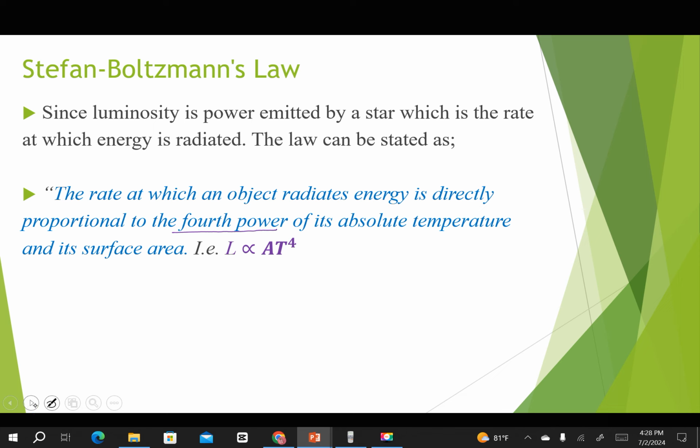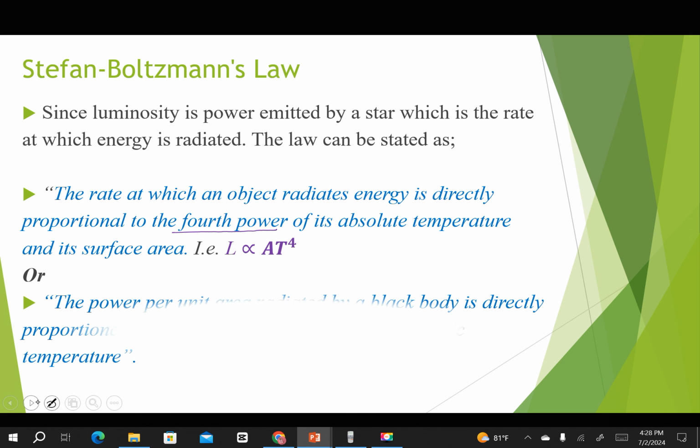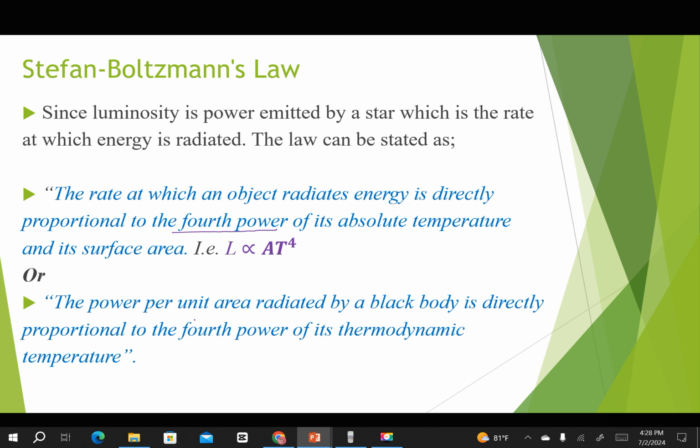Alternatively, we can state the same law in another simpler way. Instead of talking about the rate at which an object radiates energy, which is a long statement, we would simply say the power per unit area radiated by a black body is directly proportional to the fourth power of its thermodynamic temperature. In other words, when I divide L by A, it is directly proportional to temperature to the fourth power, so I will say the power radiated per unit area is directly proportional to the fourth power of the thermodynamic temperature. That is Stefan Boltzmann's law.